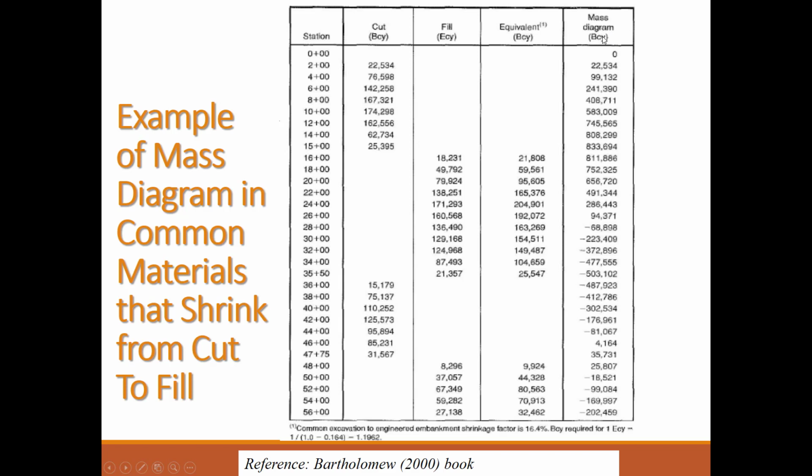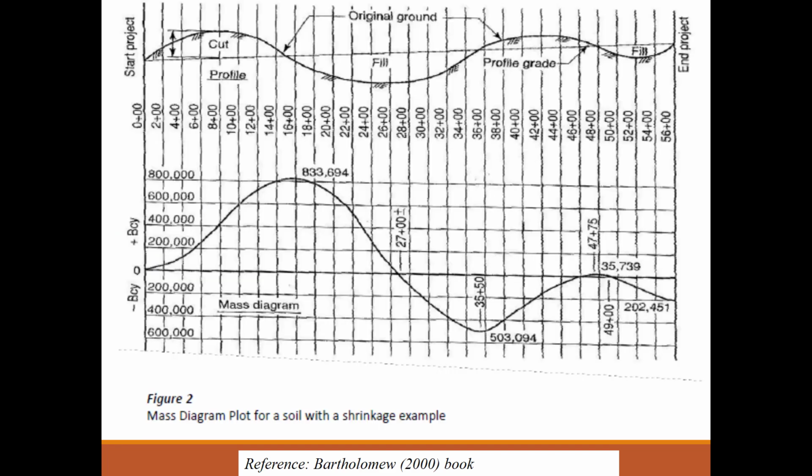And then finally you have your mass diagram BCY, which is what you use. This is the cumulative that we've used before in the average end area method, but here we're using this number, basically the mass diagram BCY, to plot our mass diagram. So let's take these numbers, and then if we plot them, there you go. You see the mass diagram starting from station 0, where we had on the previous slide, and ending at station 56. Let's again read through this mass diagram to understand what is exactly happening.